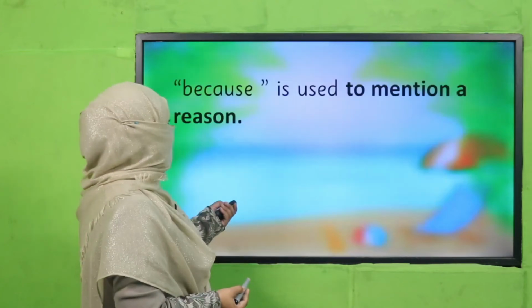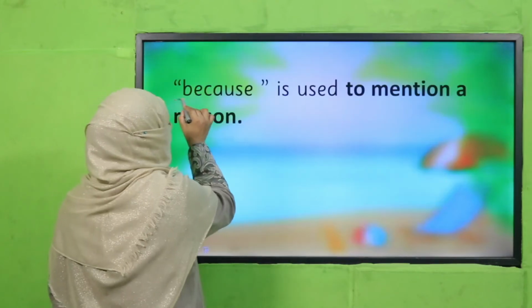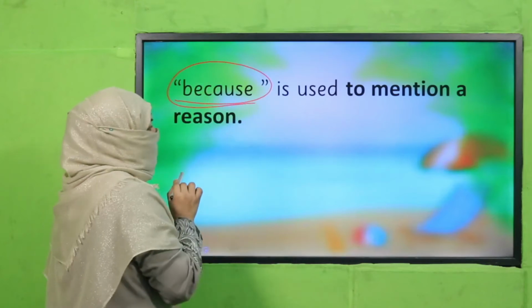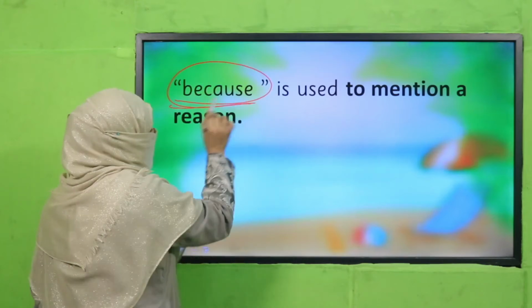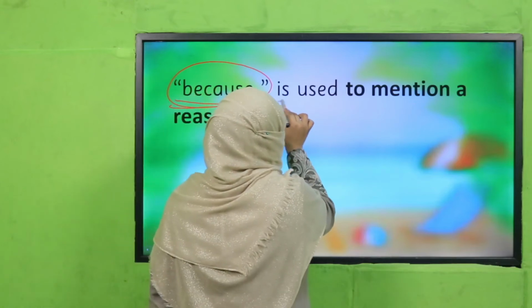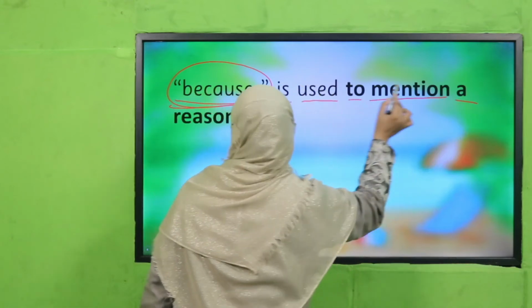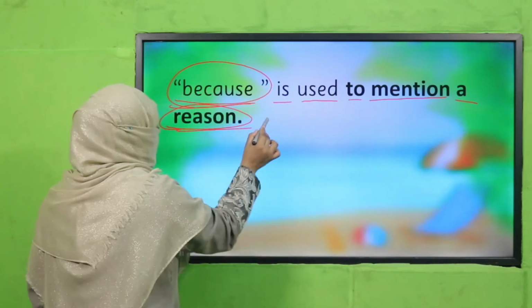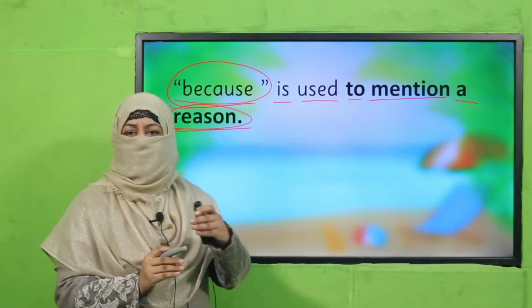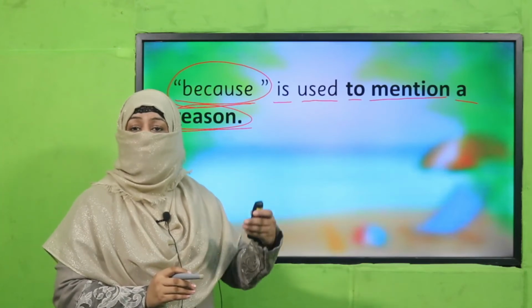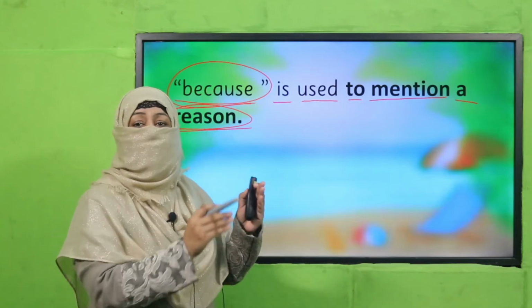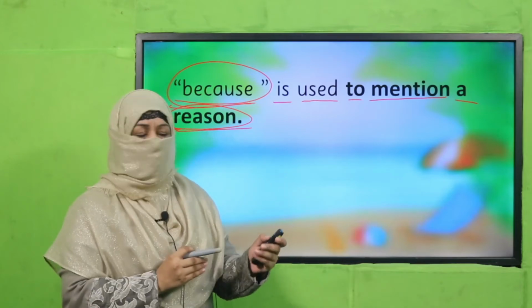Okay? The next is because. This is the last conjunction for today. So where do we use because? Because is used to mention a reason. So when in a sentence we are saying something and we are going to mention its reason, before mentioning the reason we write because.